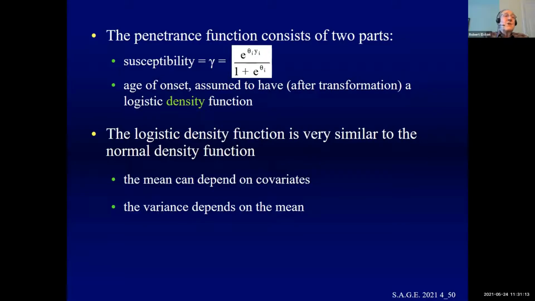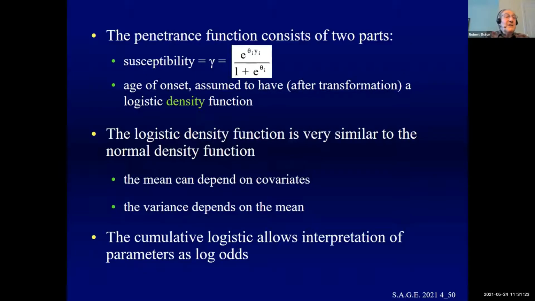This was for a quantitative trait a long time ago, and I think it was one large pedigree. Anyway, the cumulative logistic allows interpretation of the parameters as log odds. That's why we use logistic rather than normal. It's much easier to interpret the parameters if you use a logistic here than if you use a normal.